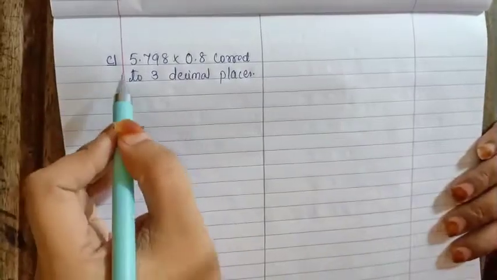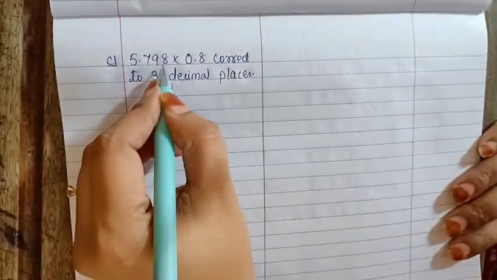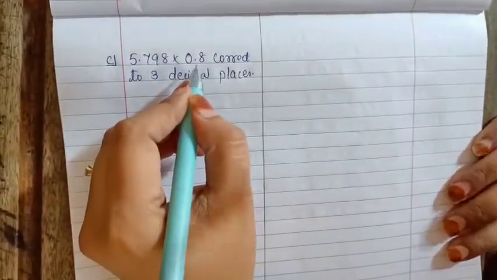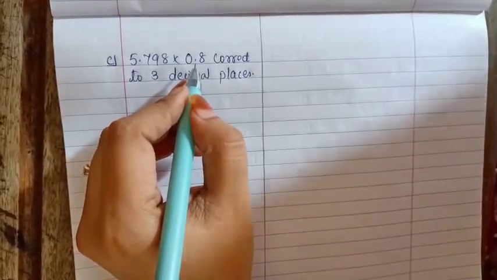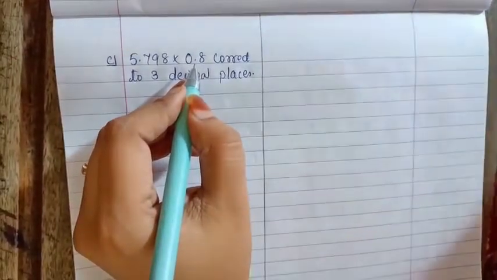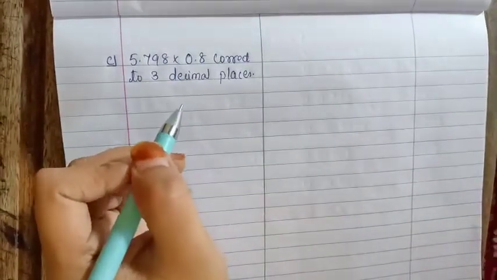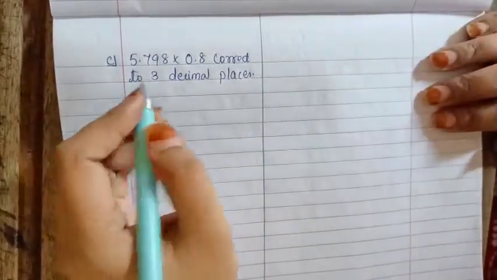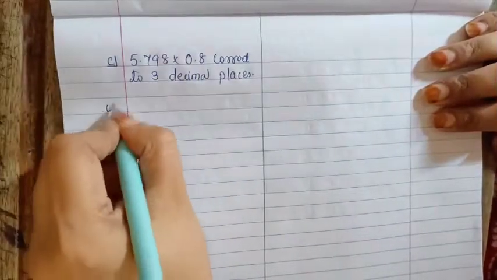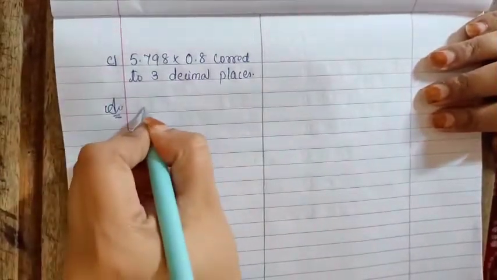Now number C. 5.798 multiply by 0.8. Now what will we do here? Correct to 3 decimal places. How many decimal places? 3. So what will we do here? We will start our answer. We have to do multiplication first.